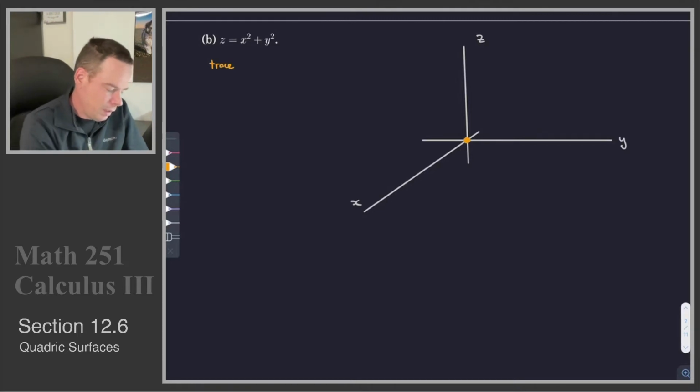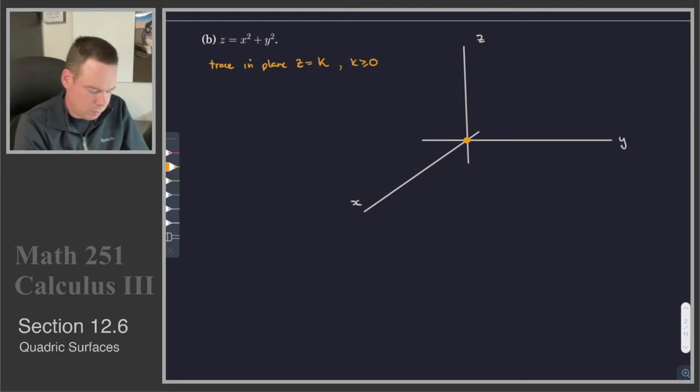So what I'll do instead of taking the trace in the x, y plane is take a trace in a plane that's parallel to the x, y plane. So we'll take a trace in the plane z is equal to some k, where k is a positive value. It could be greater than or equal to 0, because we've already done the 0 case. It's just that single point.